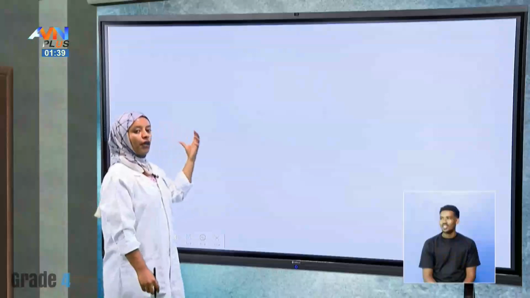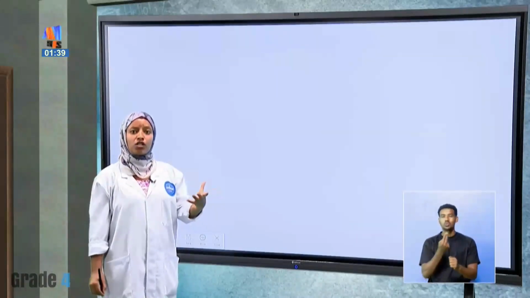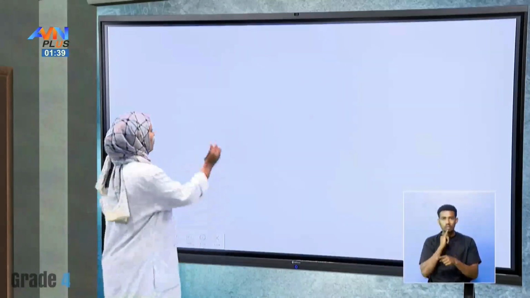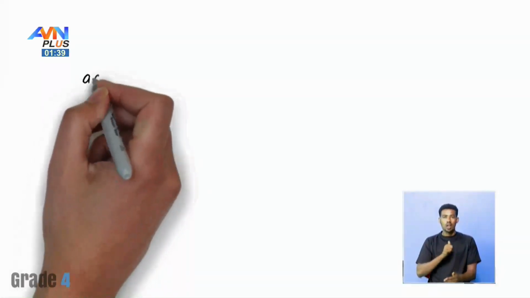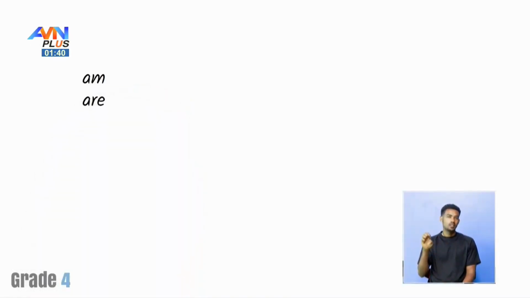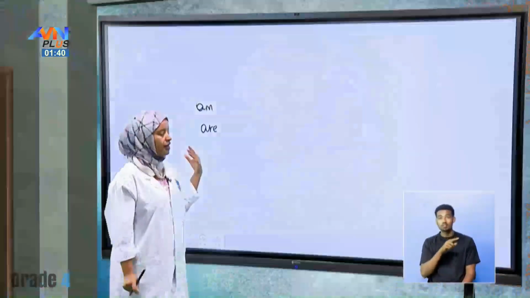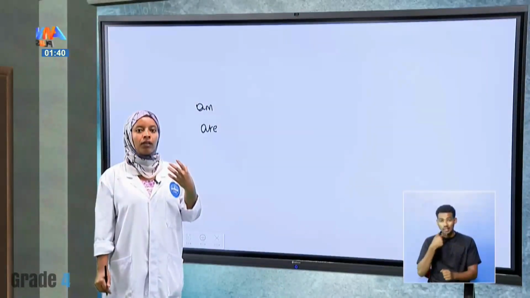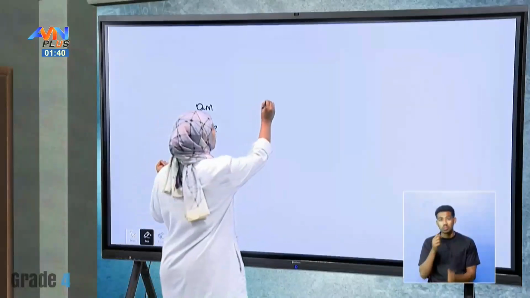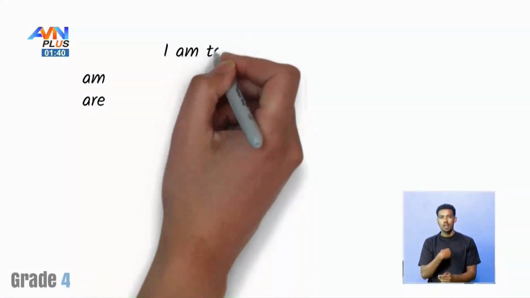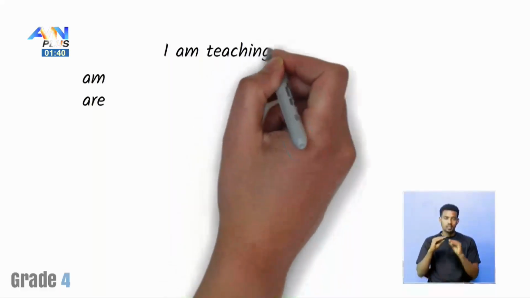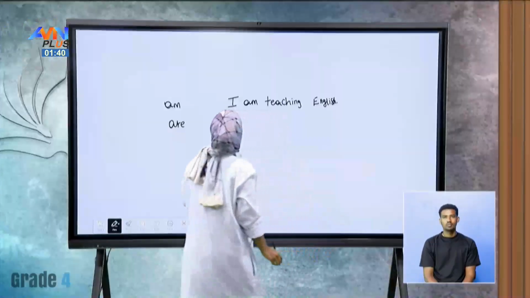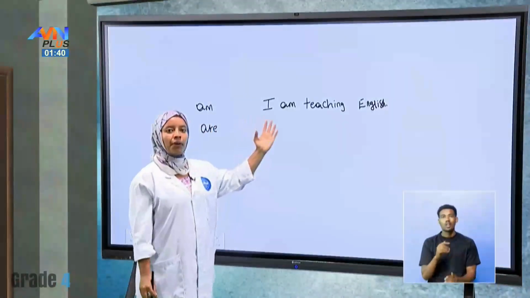Let us continue. We can use it also to make questions and negative sentences with am, after we already practiced is. So let us start with am and we'll close with are. So when we come to here, for example, what can I say? For example, I am teaching English. Here is a positive or affirmative sentence.